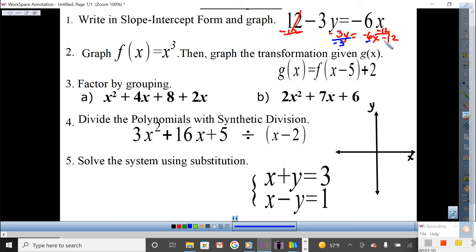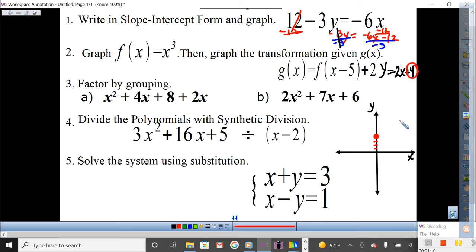Divide by negative 3, divide by negative 3, so we end up with y equals, and then negative 6 divided by negative 3, that's 2x. Negative 12 divided by negative 3, that's positive 4. And that should look familiar, right? Yeah, we did this yesterday. Where do I start to graph? At positive 4, right? So then I go 1, 2, 3, 4.